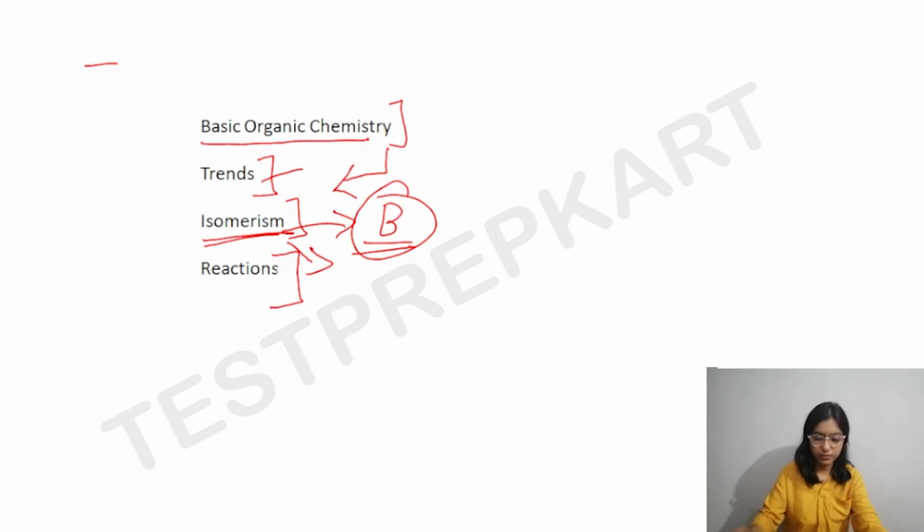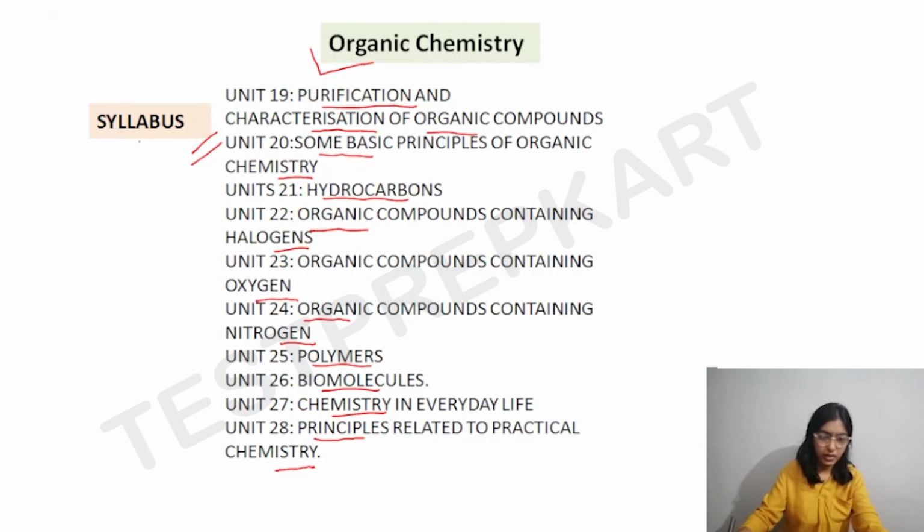Lastly, reactions. In hydrocarbons, halogen, oxygen, nitrogen compounds, you need all the reactions of their formation and all their chemical reactions. Questions come from particular units, then the next question. So you need to remember all the reactions, practice questions, and revise them. Lastly, polymers, biomolecules, chemistry in everyday life and so on. These are also scoring topics.